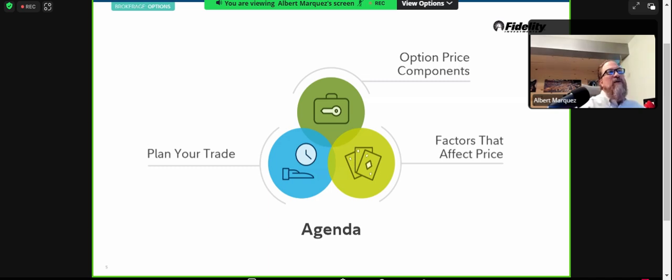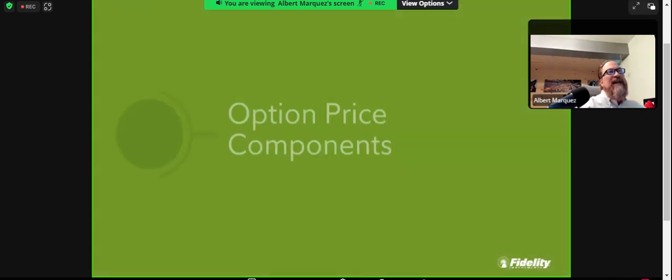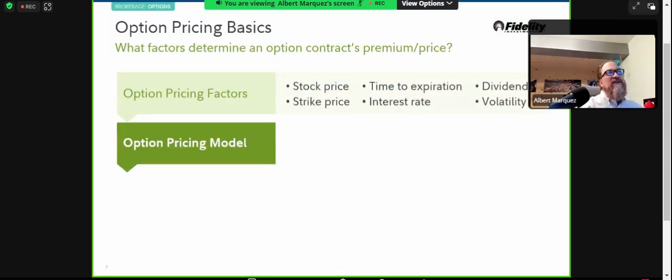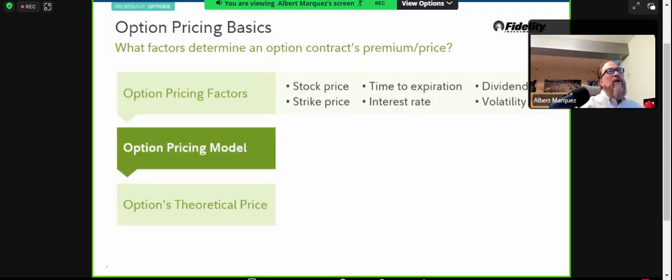So let's go ahead and start with option price components. And again, I think this is a great way to really break things down to the simplest element, understand what is involved in pricing of options. The biggest difference here is that when we're talking about trading stocks, it's pretty straightforward, right? It's up or down, and that's really all we're concerned about. Now we start dealing with options, we've got a variety of other factors that we need to consider. And as you can see, there's 6 of them right here.